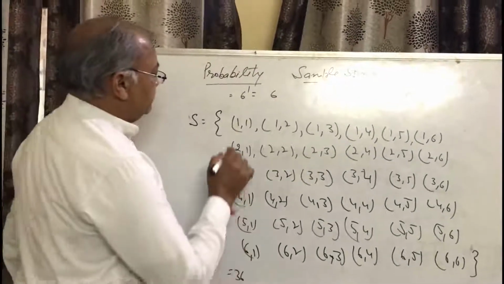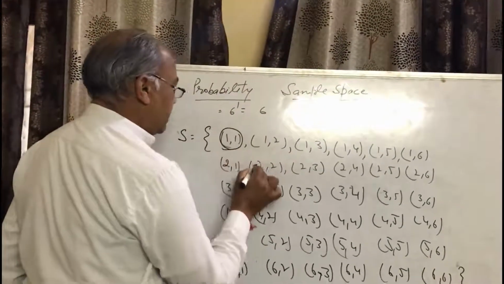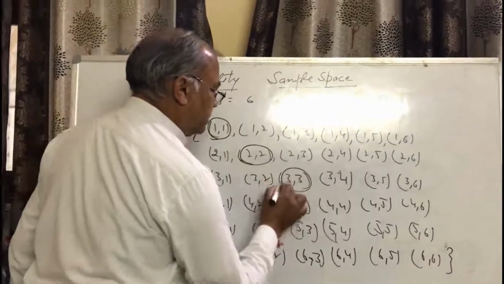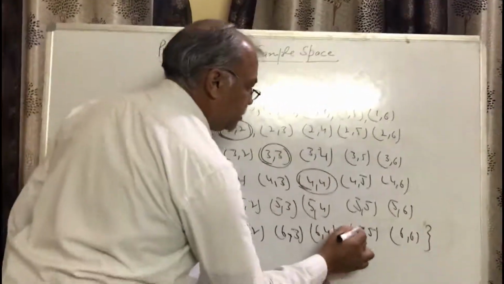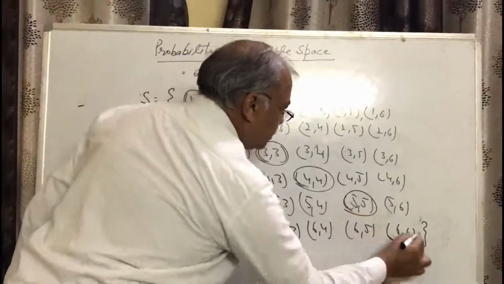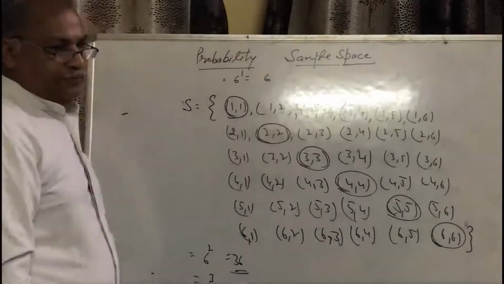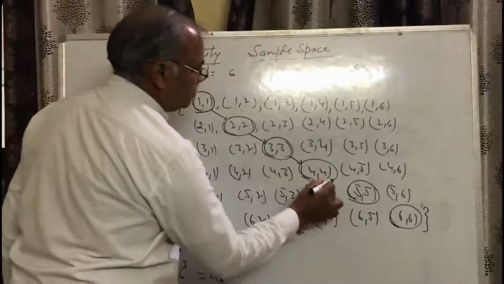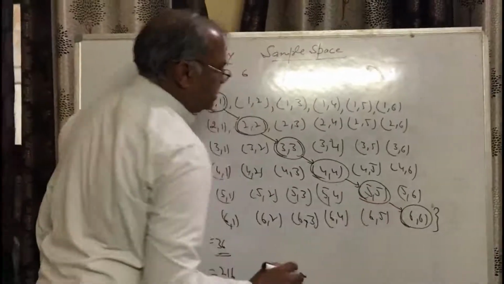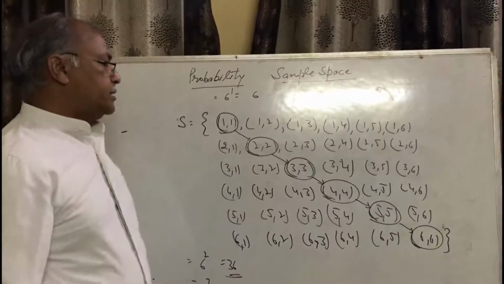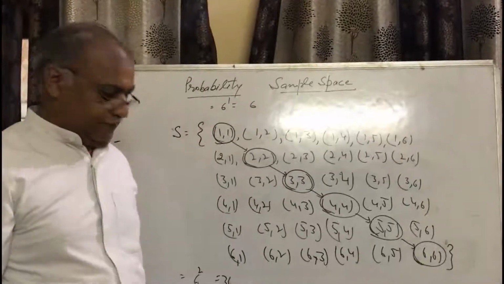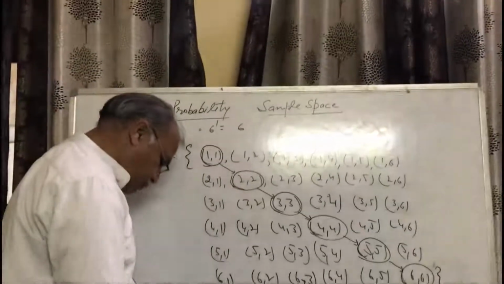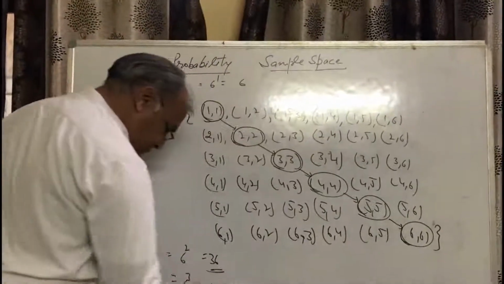We see that there are 6 cases showing the same number on both the dice, and this sample space will be used when we discuss the questions on probability. Now let us discuss some more sample spaces.